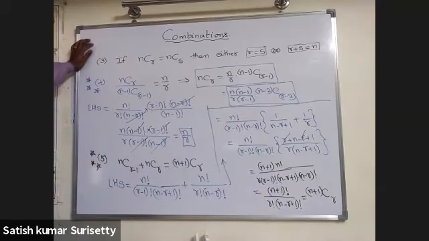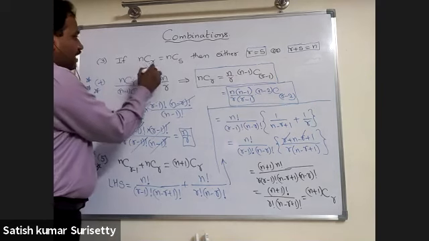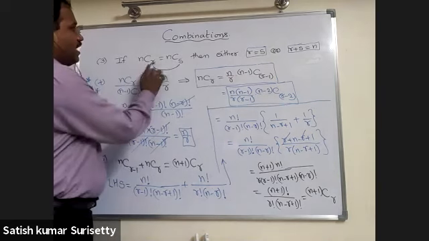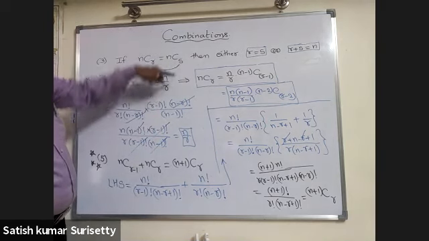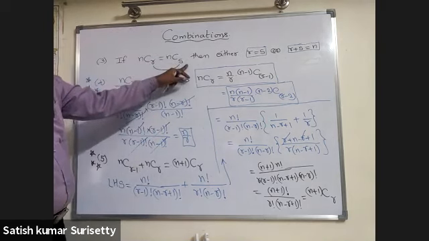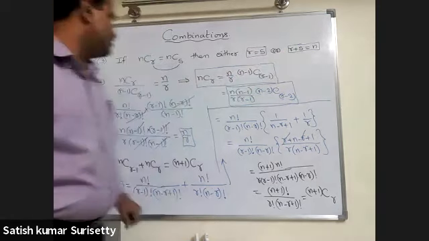If nCr equals nCs, then either r equals s or r plus s equals n. Using the previous property, nCs we can write as nC(n minus s). That means n minus s equals r. So r plus s equals n.